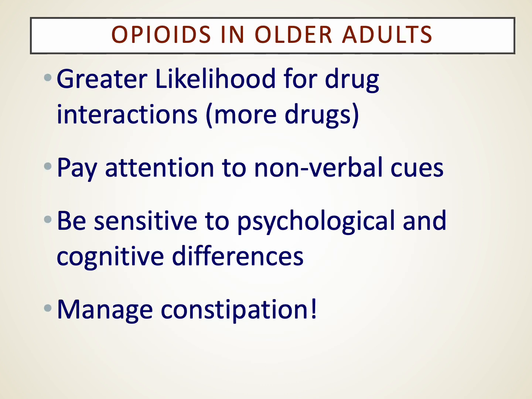In older adults, we're looking at interactions with other drugs. With opioids, we're going to look at whether the patient might be stoic. We're going to look at whether they're having cognitive impairment, hallucinations, or agitation from those psychomimetic effects. And in particular, you have to manage constipation, so you really need to be very careful and aggressive in how we manage that.